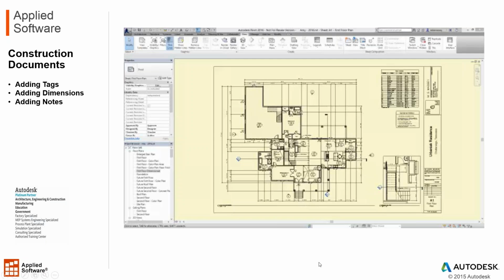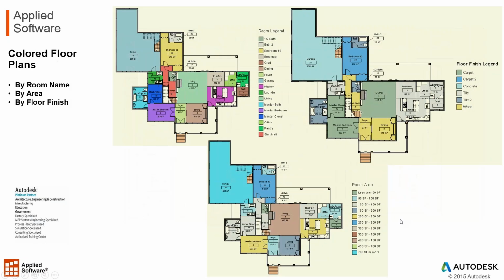So that's a little bit about construction documents. Let's move on and talk a little bit about some other tools that are in there. This is talking about what I call just colored floor plans. We can create these colored floor plans very easily, but it just gives us a visual analysis of what's going on with our model. So I'm going to show you 3 different examples here.